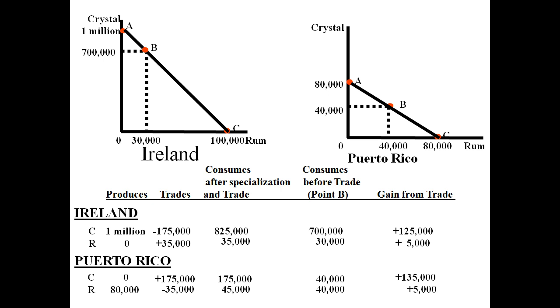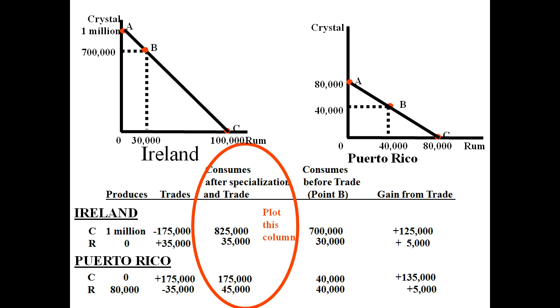All right. Now, let's plot some points here. So in Ireland, we have 825,000 crystal and 35,000 rum, which would be about right there. So after trading, they can actually produce beyond their production possibilities curve. And we'll call that point D. And then as far as Puerto Rico is concerned, they're at 175,000 crystal, which is way up there, and they are at 45,000 rum as well. So they also are better off.